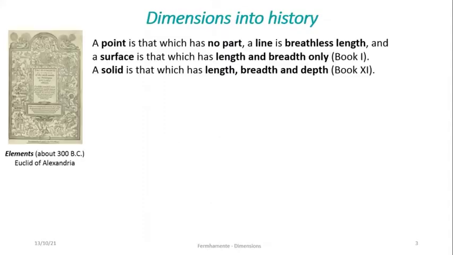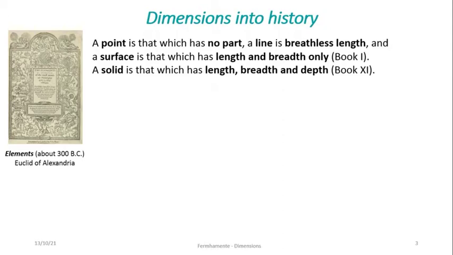We start with dimensions into history. According to Euclid, a point is that which has no part. A line is breadthless length, and the surface is that which has length and breadth only. A solid is that which has length, breadth, and depth. Euclid's definition shows a rudimentary theory of dimensions. He identifies an order of dimension in the sequence of primary geometrical objects: point, line, surface, solid.